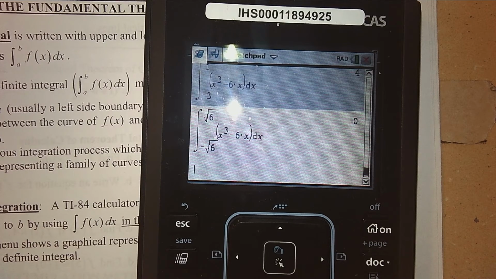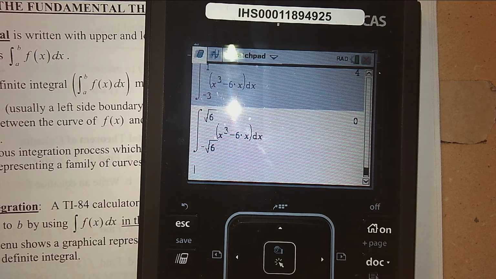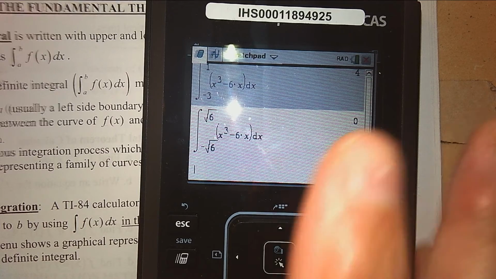And so what does that tell you? The answer is what? 0. Good. Do you notice the upper and lower bound are the exact same number? And that it integrated to 0. What does that communicate? It means the area above was equal to the area below. That also communicates that this is an odd function. When the area above equals exactly the area below, that's an indicator to know it's an odd function. So that's why the answer is 0.